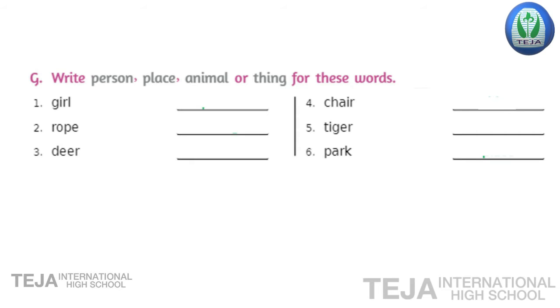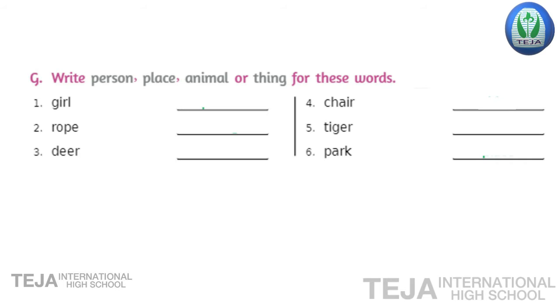What are nouns? A word that names a person, a place, an animal, or a thing is a naming word. Naming words are called nouns. Children, noun means the naming words. The name of a person, a place, an animal, or a thing is called a noun.